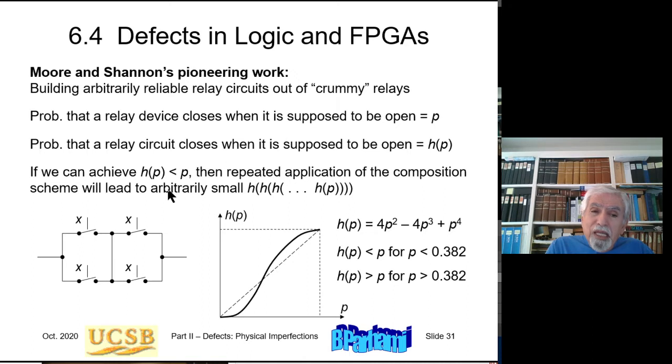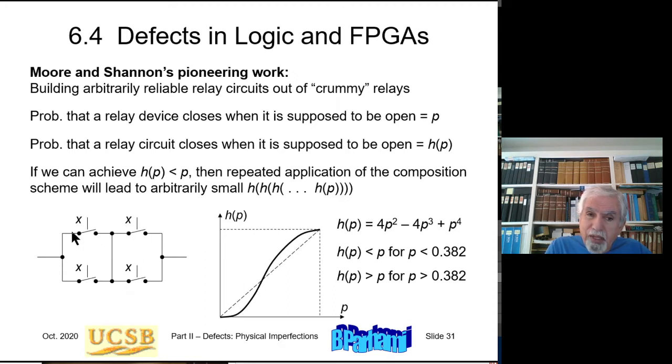Okay, so let's see how this works. Let's say the probability that the relay device closes when it's supposed to be open is P. So this is sort of like the failure probability. The relay must be open, but it closes. So here I've shown a bunch of relays. This relay is open, but it may be defective so that it closes with probability P when it's supposed to be open.